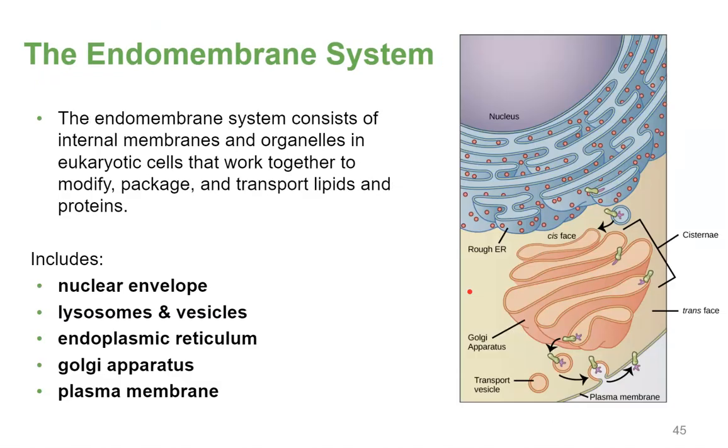Okay, so the endomembrane system is what we're looking at here on the right. It consists of the rough ER, the Golgi apparatus, vesicles, and then the plasma membrane. The endomembrane system works together to create, modify, package, and transport lipids and proteins. Now, one portion that's not listed here is the smooth endoplasmic reticulum, not in the picture, but we will talk about it here in a second.